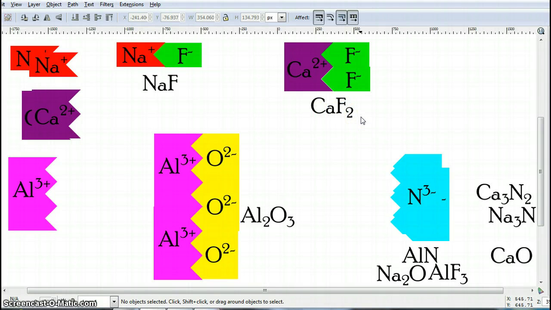We call this the crisscross method, and I'll explain this a little bit more in class. But basically, if you just trade the numbers and not the charges, you would always come up with the formula as a shortcut. Same thing with the aluminum and the oxygen. Again, notice that the 3 was aluminum's charge value, and the 3 ends up in the O's formula. The O's charge value is 2, and the 2 ends up in the Al's part of the formula. So this is Al2O3, again, what we call the crisscross method.